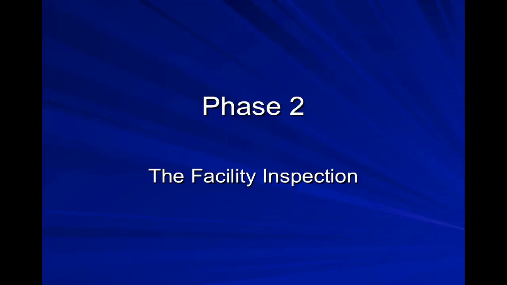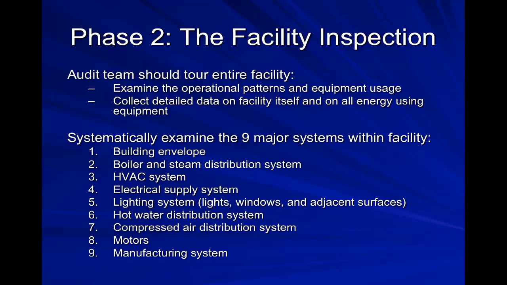Finally, the actual inspection. Pretty simple what we're going to do here. The team will tour the facility, and these are the 9 major systems we'll be looking at: the building envelope, boiler and steam, HVAC, electrical system, lighting system, hot water distribution, any sort of compressed air, specific motors, and then if there are any manufacturing or process systems that need to be looked at.